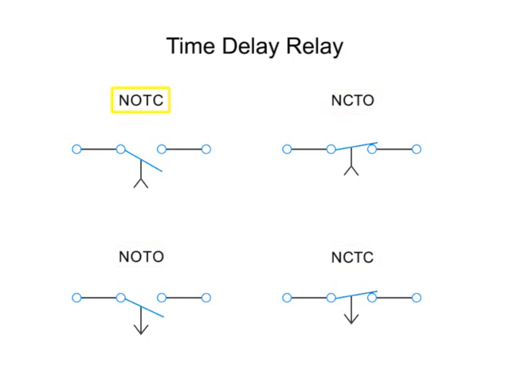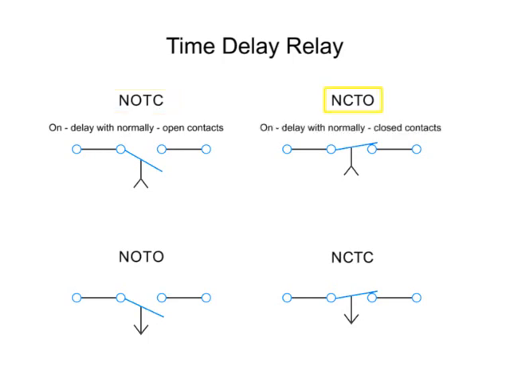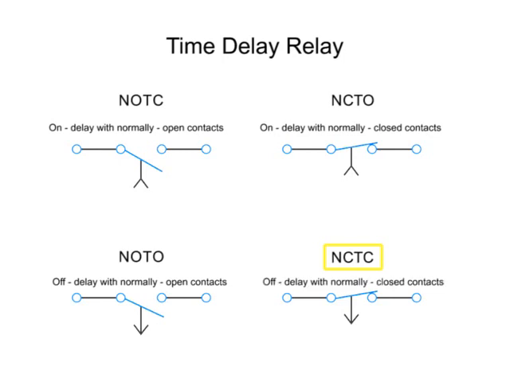NOTC functions as an on delay with normally open contacts. NCTO operates as an on delay with normally closed contacts. NOTO functions as an off delay with normally open contacts. And NCTC operates as an off delay with normally closed contacts.